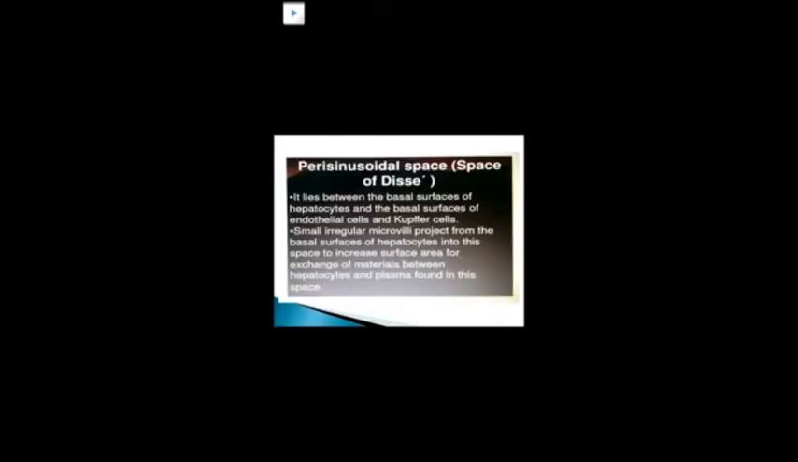So, the hepatic sinusoids and the hepatic plates, the space of Disse. So what is this? Basically it lies between the basal surface of the hepatocytes and the basal surface of the endothelial cells and the Kupffer cells. There are small irregular microvilli that project from the basal surface of the hepatocytes into the space to increase the surface area. Why do you want to increase surface area? To increase the exchange of materials. The probability of exchange increases with the increase in surface area between the hepatocytes and the plasma found in this space.